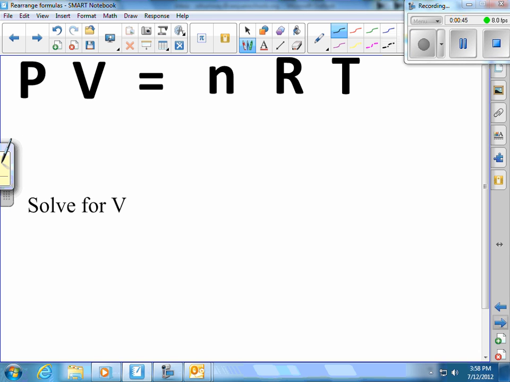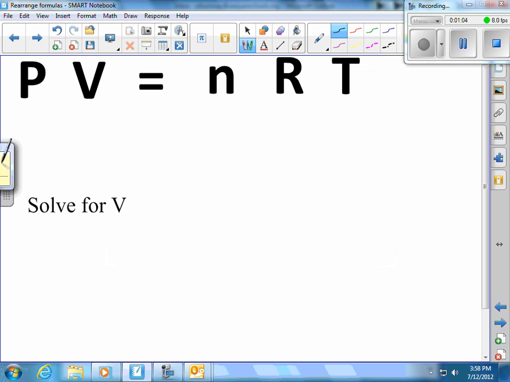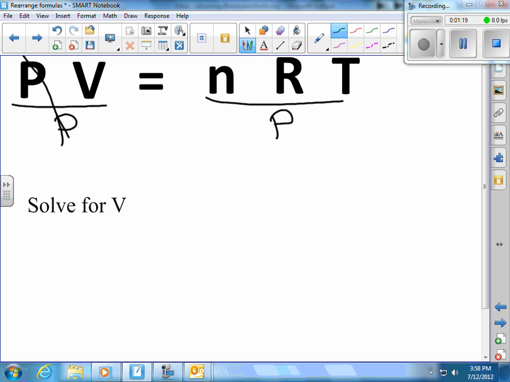So if we wanted to know what would happen to the volume as temperature changes, we would want to isolate the V, or rearrange this equation so that the V is all by itself. So we do the opposite of multiply by P: we divide by P. Whatever we do on the left, we have to do on the right. P divided by P is 1. So V = nRT over P.